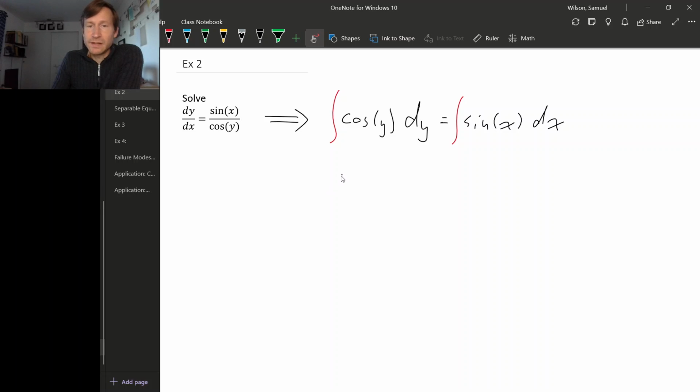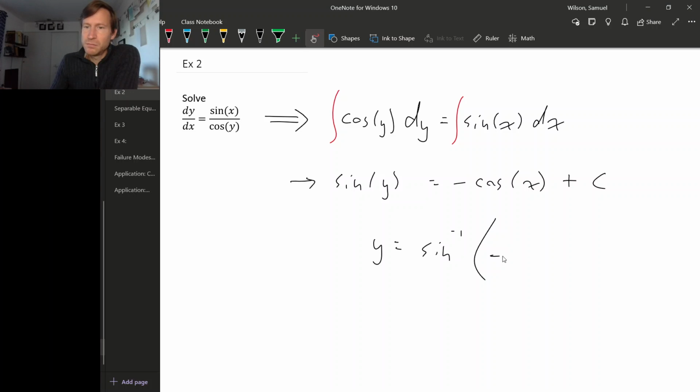So then we get, let's see, sine y equals negative cosine x plus a constant. And then again, we need to solve this for the unknown function y. So we just take arcsine on both sides. So we get y equals inverse sine of minus cosine x plus a constant.